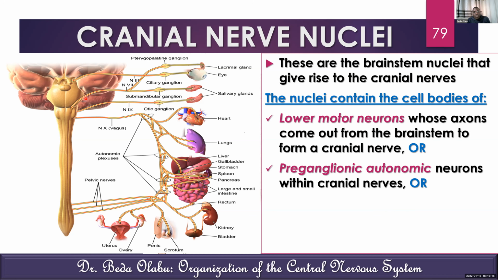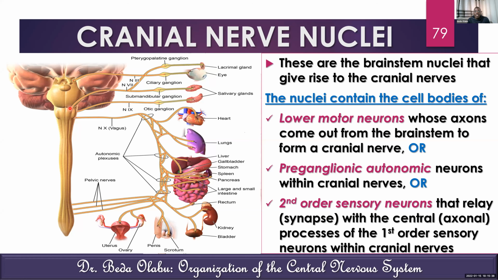So the cell bodies of preganglionic neurons arise from the brainstem, and they are within cranial nerves. And so those cell bodies form cranial nerve nuclei as well. The third category of neurons that form cranial nerve nuclei are the cell bodies of the second order sensory neurons, second order sensory neurons that relay with the central process of the first order sensory neurons.